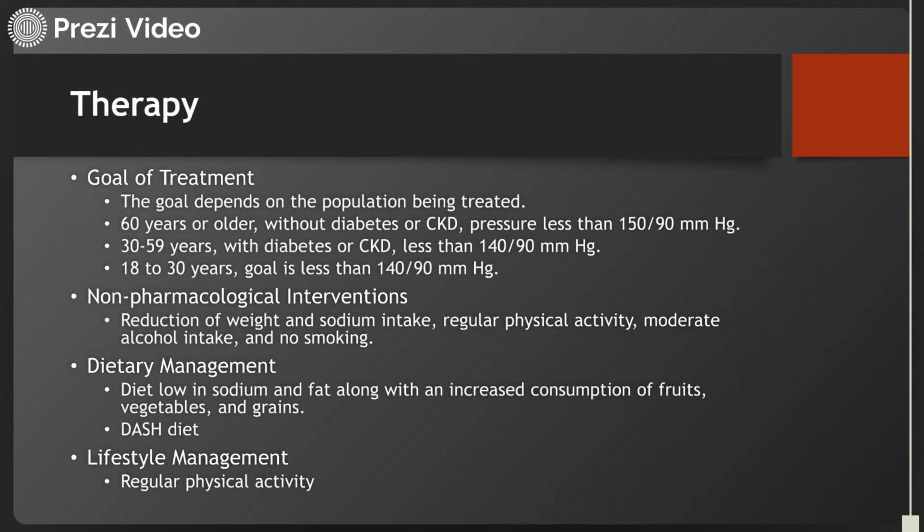Non-pharmacological interventions, of course, will be exercising, moderate alcohol intake, and no smoking. The one that is really hard for a lot of people that have high blood pressure is reduction of the weight and also the sodium intake.